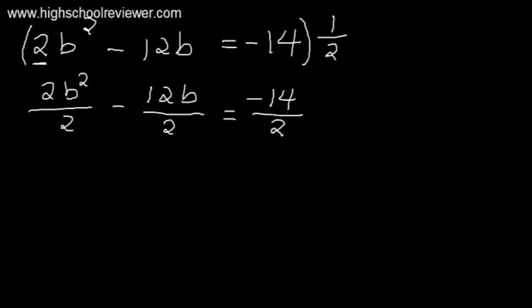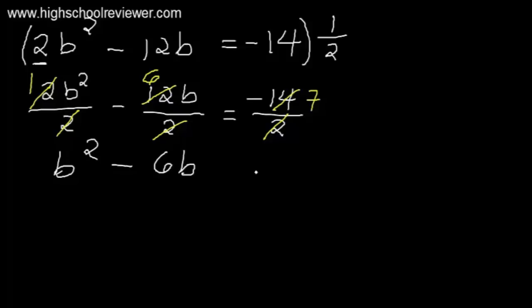So 2 divided by 2, we can cancel this out. This will be equal to 1. 12 divided by 2, cancel that out. This is equal to 6. And negative 14 divided by 2, this is negative 7. Okay, so we have here 1 multiplied by b squared. This will give us positive b squared minus 6 times b, that is 6b, equals negative 7. Okay, we now have no numerical coefficient on the first term. We can now proceed to completing the square.